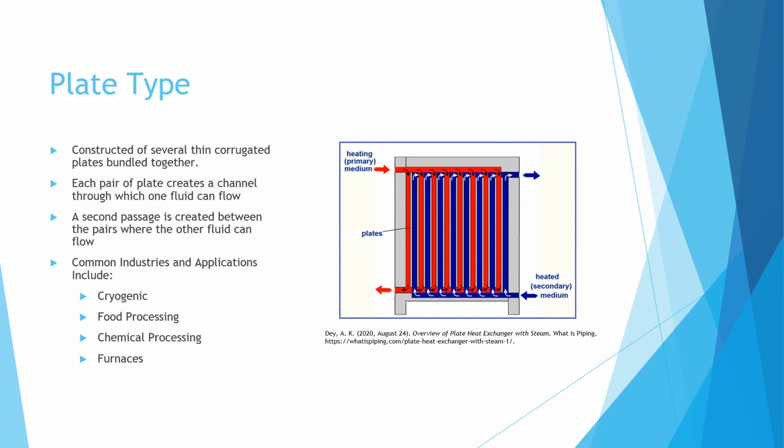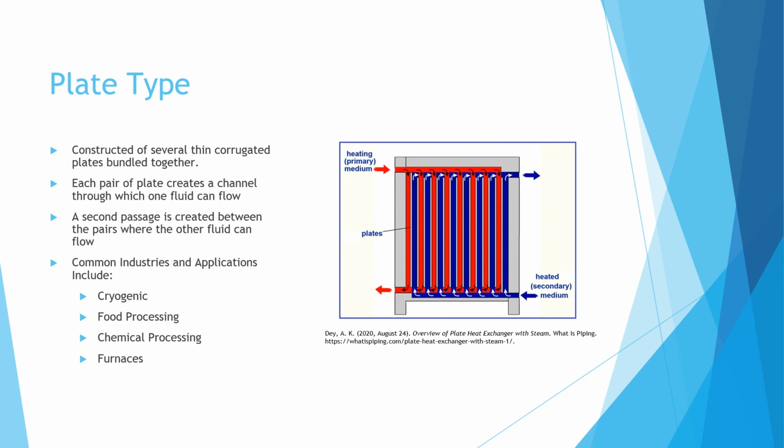Next, we'll discuss the plate heat exchanger, also referred to as the plate type exchanger. Plate heat exchangers are constructed of several thin corrugated plates bundled together. Each pair of plates creates a channel through which one fluid can flow, and the pairs are stacked and attached, such that a second passage is created between pairs through which the other fluid can flow. This is common in industries such as cryogenic, food processing, chemical processing, and furnaces.